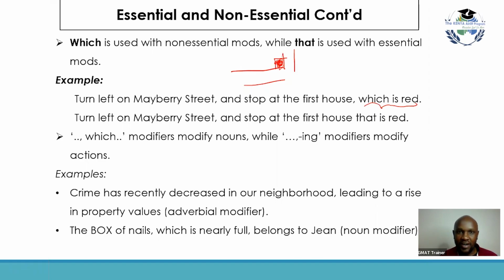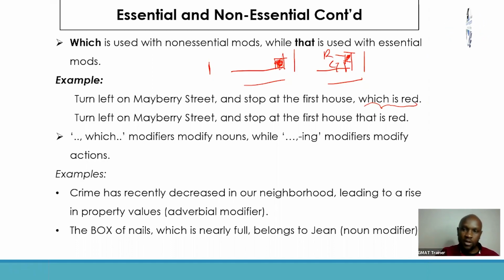So what sentence 2 means is that if this is the main street and this is Mayberry Street, then you have a couple of houses maybe in a block. So maybe house number 1 is blue or say gray, and house number 2 probably is red, just for illustrative purposes. So essentially you're supposed to stop at house number 2, the first house that is red. That information is essential to understanding the meaning of this particular sentence.